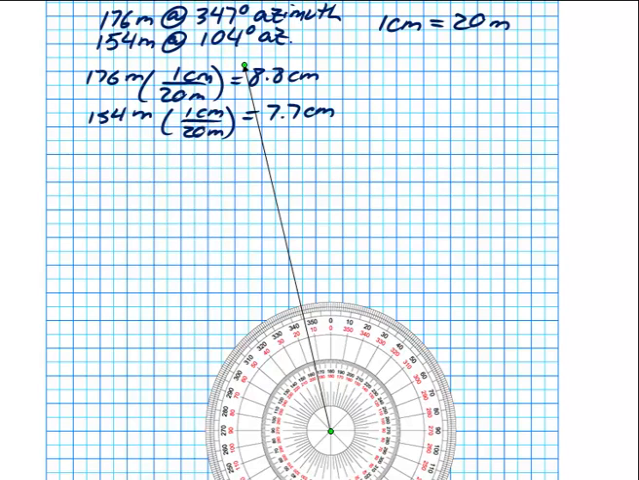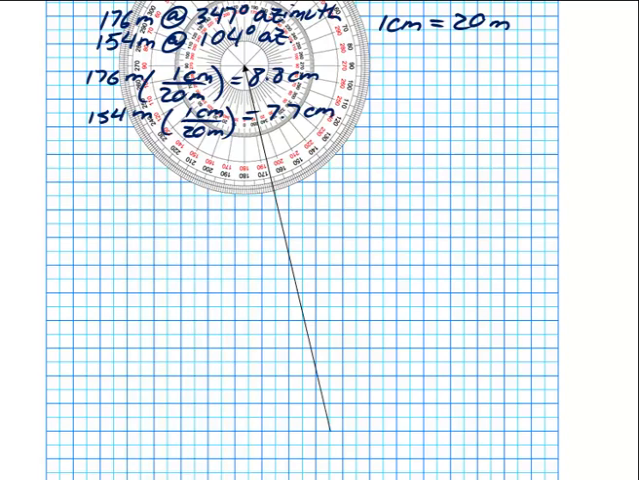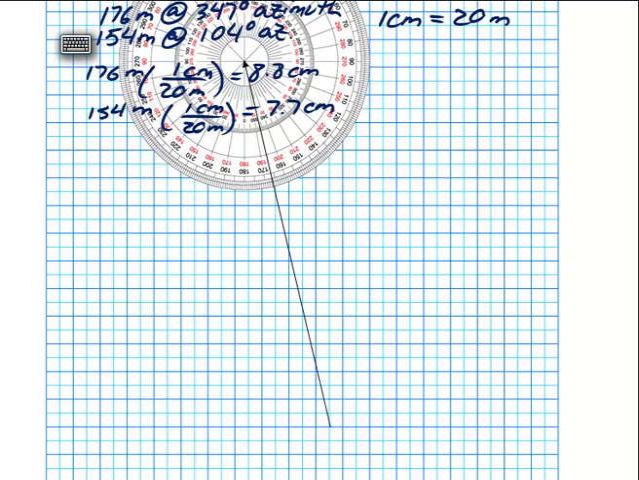Our second vector, I need to move the protractor now. Its center is at the tip of the first vector I drew. Now, starting at that point, I can draw the second vector. Here I go, starting right at the tip of that first vector, drawing my second, adjusting to an azimuth of 104 degrees, a length of 7.7 centimeters. I'm laying down the real-life ruler here.